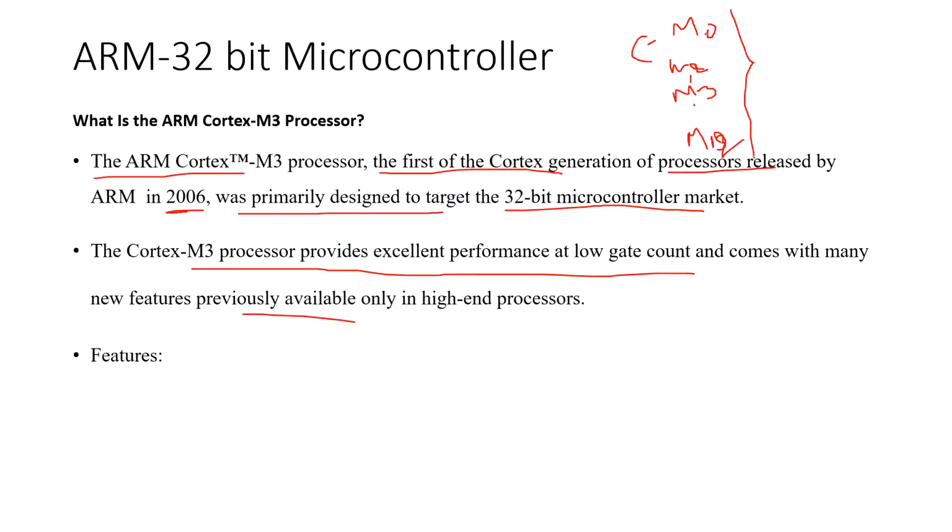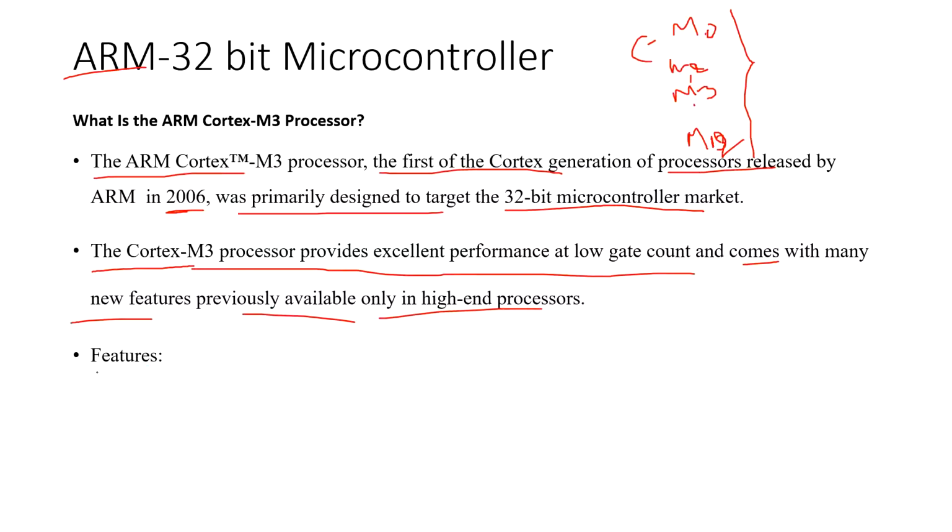These fall under the Cortex family of processors, which is prepared by which company? It is prepared by the company called ARM. The Cortex M3 processor provides excellent performance at low gate count and comes with many new features previously available only in high-end processors.